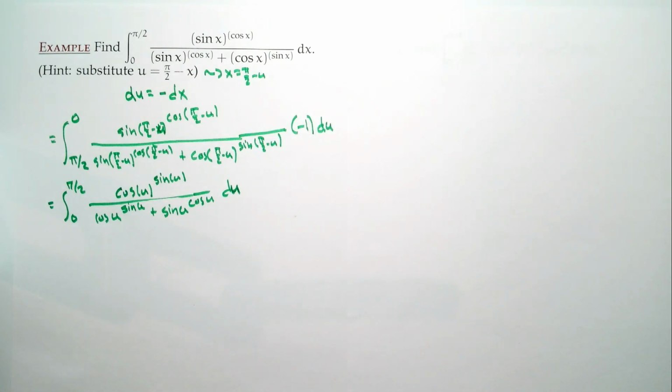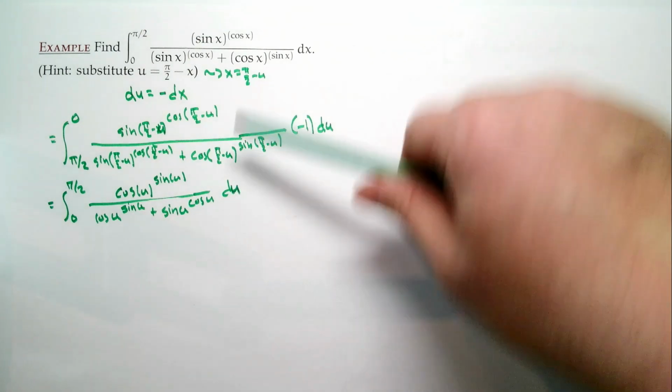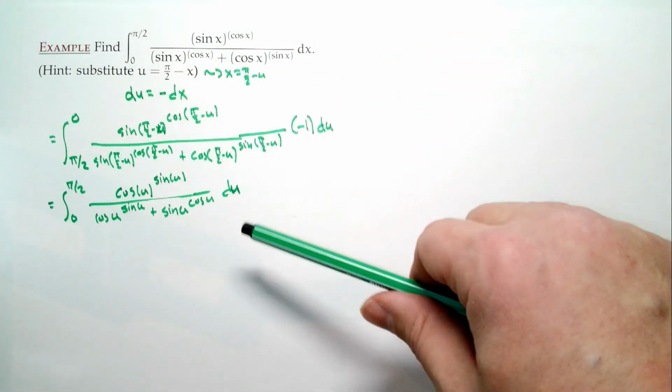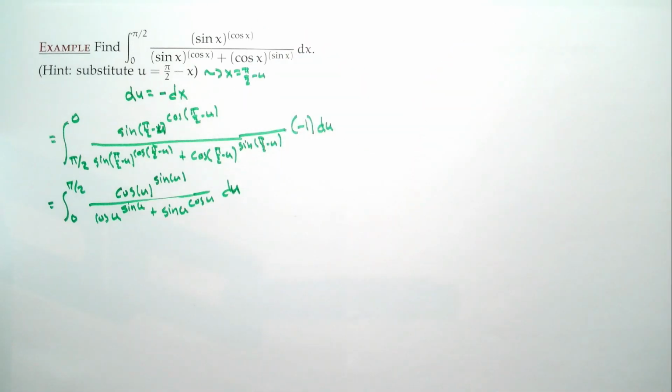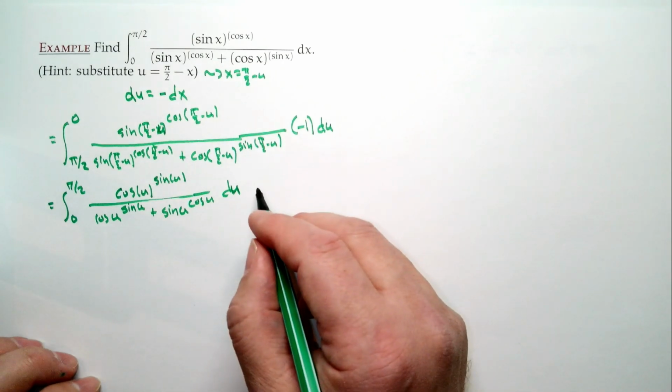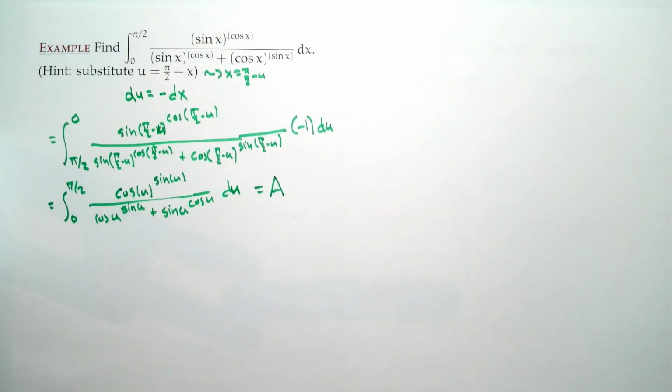Now at this point, it's still not clear that we've done much, but we've actually done the hard part. So here's the magic. These two integrals are the same, because all we did was a transformation. We did a u equals pi halves minus x. We worked out what would happen, and that's what we ended up with. So they have to be the same value. Let's give that value a name. We'll call it A for answer. All right? So I'm going to figure out what is 2A.